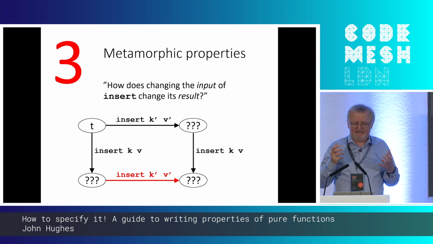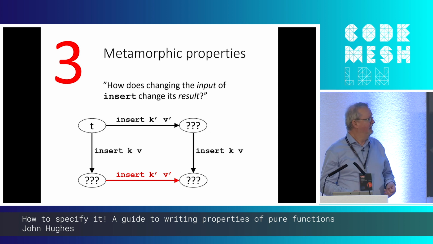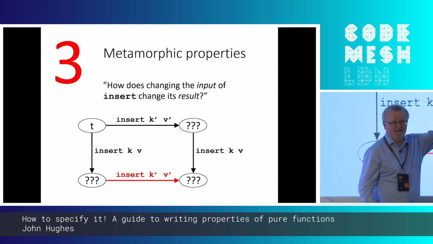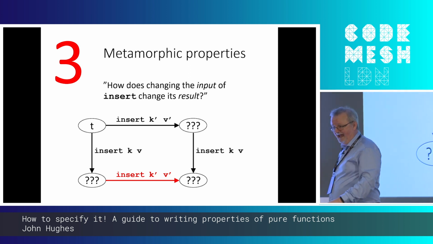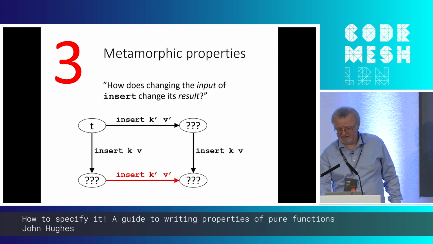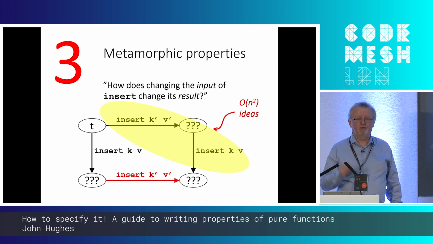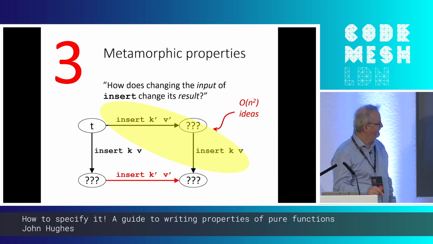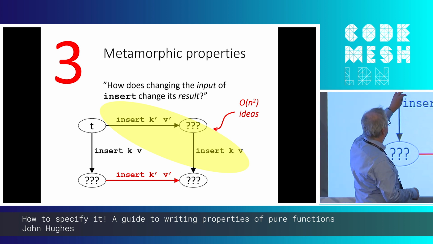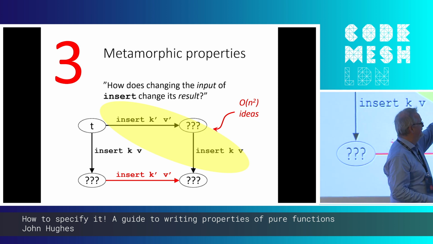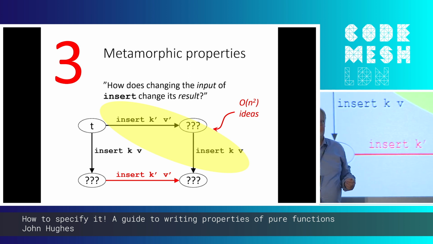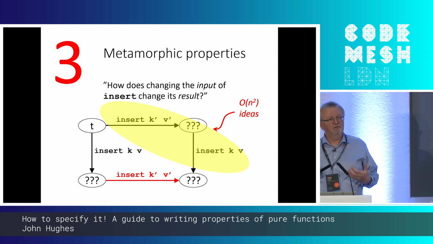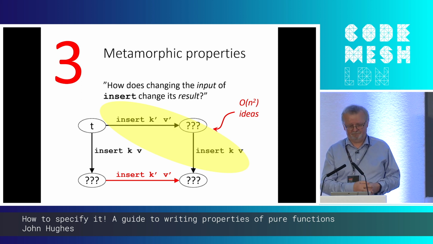So this is the basic idea behind metamorphic testing. You think of an operation you want to test and a way of modifying its input. And if you've got n operations that you're working with, that gives you a quadratic number of ideas for properties, right? Because for every operation that changes the argument, you can ask, how will that change the result of every other operation? So there's a rich collection of ideas here that we can use to write properties.